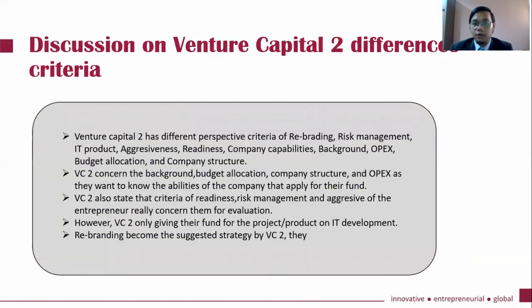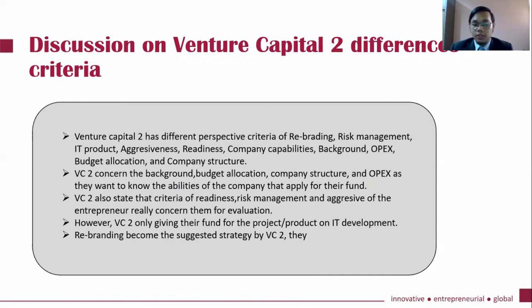Meanwhile, Venture Capital 2 also has a different perspective on criteria, such as rebranding, risk management, IT product, aggressiveness, readiness, company capabilities, background, OPEX, budget allocation, and company structure. Venture Capital 2 is very concerned about their background, budget allocation, company structure, and OPEX, as they want to know the ability of the company that applies for their fund.